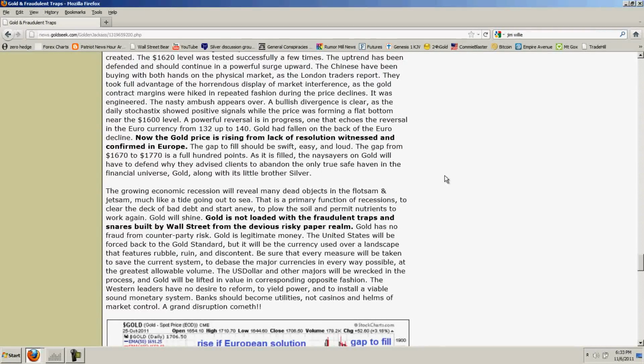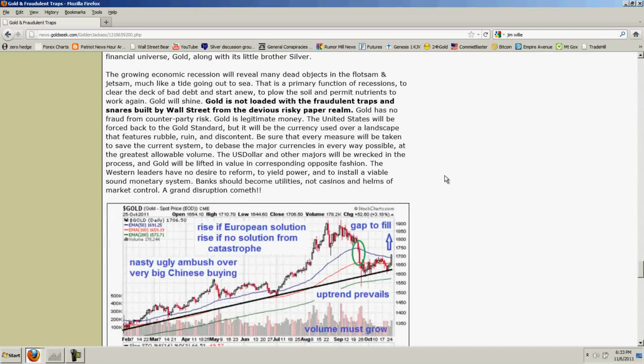As it is filled, the naysayers on gold will have to defend why they advise clients to abandon the only true safe haven in the financial universe, gold along with its little brother, silver. The growing economic recession will reveal many dead objects in the flotsam and jetsam, much like a tide going out to sea. That is a primary function of recessions, to clear the deck of bad debt and start anew, to plow the soil and permit nutrients to work again. Gold will shine. Gold is not loaded with fraudulent traps and snares built by Wall Street from the devious, risky paper realm.